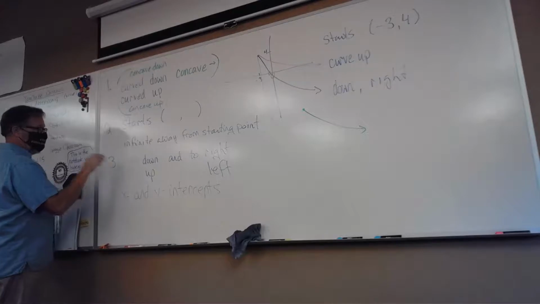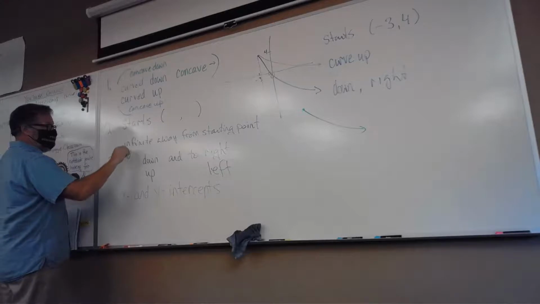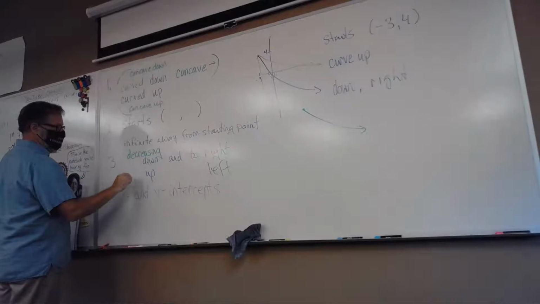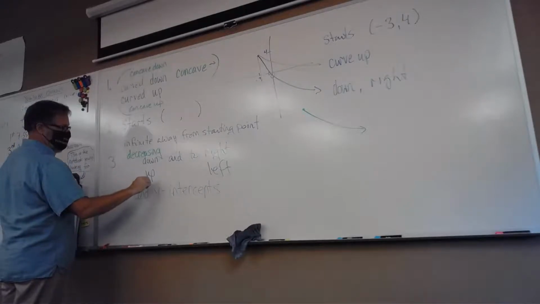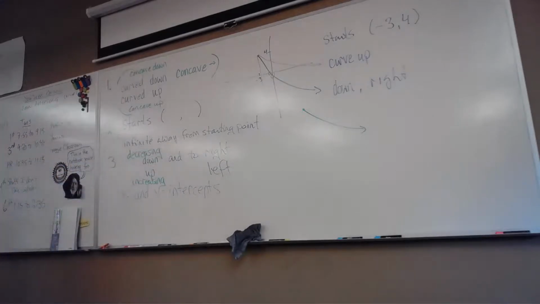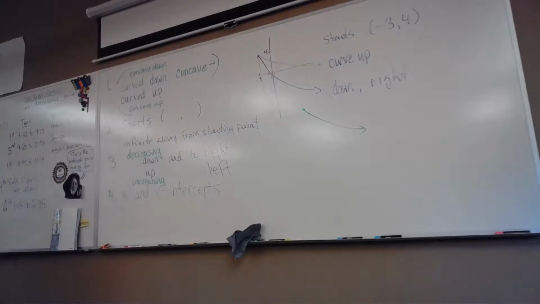Three, let's talk about up and down. We're actually going to say increasing or decreasing. Because again, if we all use the same language, it gets super easy. Down will be decreasing. Up will be increasing. And then, of course, you'll still have to say to the right or to the left. And then finally, you will identify, if they exist, the X and Y intercepts.